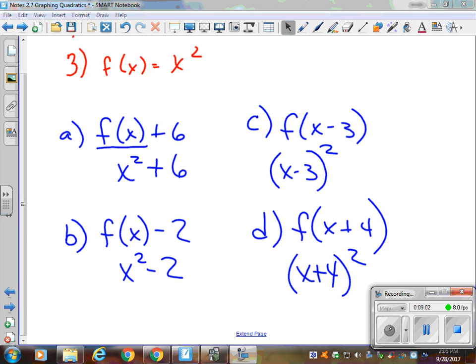Alright, so when you look at addition and subtraction, it's not going to do the same thing that multiplying does. Okay? Multiplying by a negative, we found out, reflects. And multiplying by a number greater than 1 compresses and less than 1 stretches. But those are not the only things that can happen.